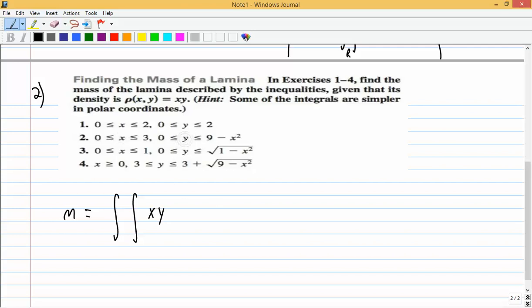So since we have x and y, it's probably going to be easiest just to set this thing up. Look, you have a variable with your y, like you have your y defined and you have a variable here, and you have your x defined with just constants. So it would make the most sense to set this thing up dy dx, because remember we always want to have constants out here on the furthest integral if we can. And so this inside integral here is going to be from 0 to 9 minus x squared. Okay, so we want to integrate with respect to y first.